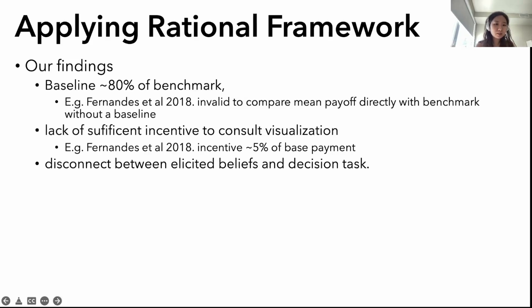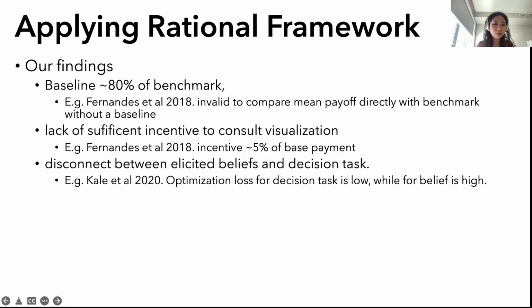And we also find this connection between elicited beliefs and decision tasks. For example, in the 2020 paper, the optimization loss for decision tasks is very low. This shows people are actually understanding the decision task. But for belief tasks, it's very high. So this is saying that due to their experiment design, people are somehow bad at answering the belief questions, but not for the same reason the paper claimed, which is being biased.